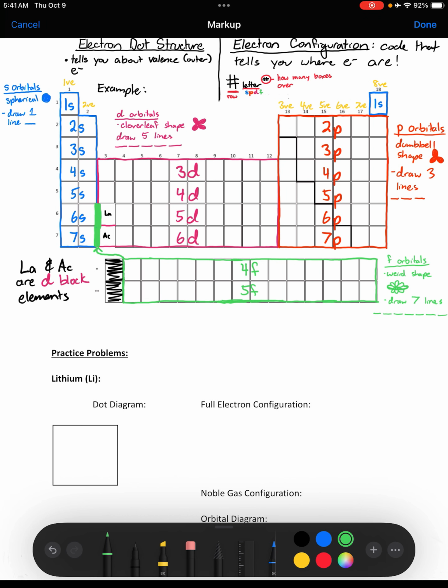All right, ladies and gentlemen, this is going to be your note set about how to do electron dot structures and electron configurations. So far we've looked at the periodic table in terms of atoms, right? And that makes sense, this is chemistry. But now we need to really focus hard on electrons. So let's talk about electron dot structures first, because that's the easiest thing to do.